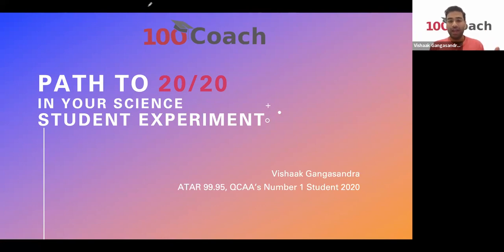So the whole aim of this session is to really outline exactly what is required to get 20 out of 20 in the student experiment across all the different sciences. I understand that a lot of students right now across Queensland are getting their student experiments. They're probably due for a lot of people over the next 2 or 3 weeks.